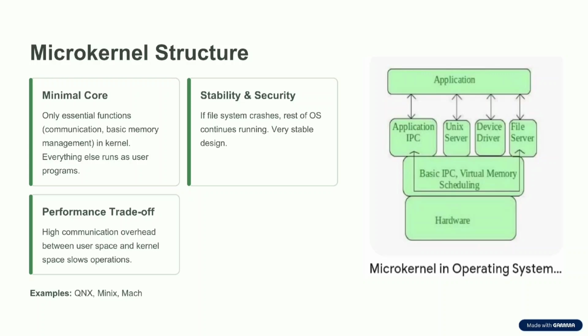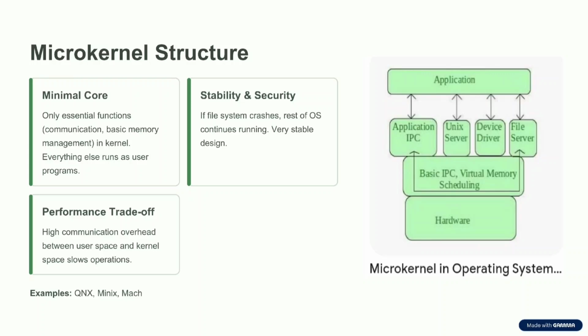These three are the key aspects of microkernel structure. First, minimal core. The kernel is small and lightweight. It handles only critical tasks such as basic memory management, inter-process communication, and CPU scheduling, while services like file system, device drivers, scalability and security run outside. Each service runs independently. If one service fails, for example, the rest of the operating system continues running. This results in a highly stable and secure system.